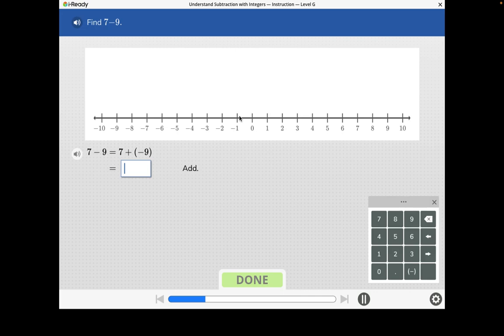Okay, let's do it on the number line. Make sure. 7 minus 9. So 7, start here, minus 9. If you count that, 1, 2, 3, 4, 5, 6, 7, 8, 9, you get -2. So the answer is -2.